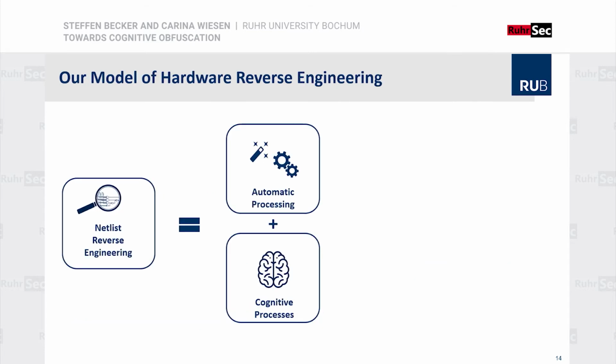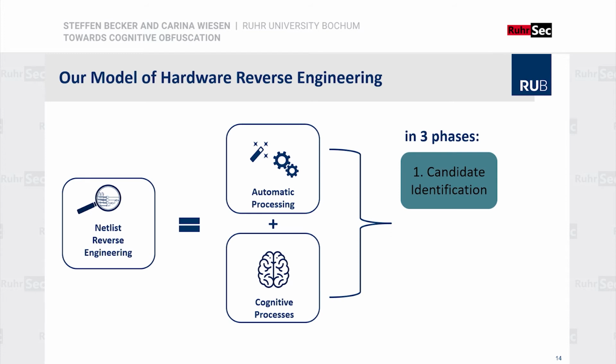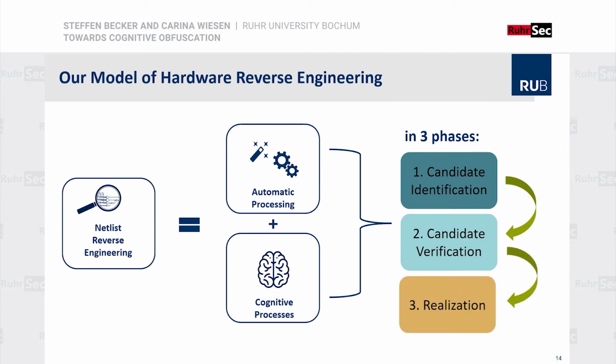Based on this background, we derived the following model for hardware reverse engineering, consisting of several automatable steps which have to be manually combined by a human analyst. Following the technical literature, we implicitly assume that netlist reverse engineering contains 3 consecutive phases. In the first phase, the analyst identifies the components of interest, often through structural means. In phase 2, those candidates are further examined and verified in order to proceed with phase 3, which encompasses the realization of the analyst's goal.